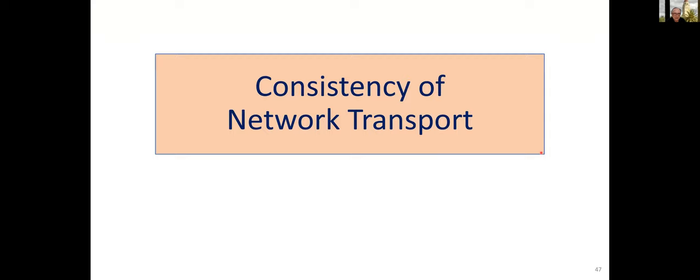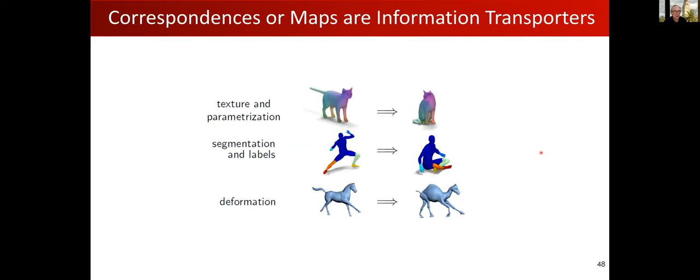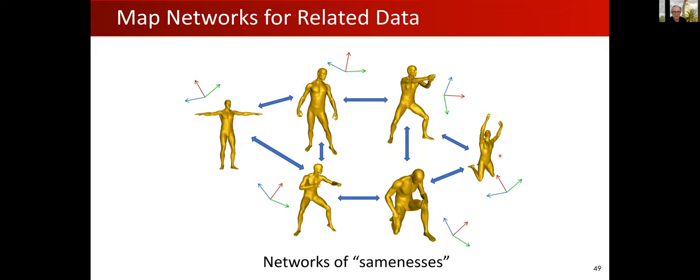Now let me look at consistency of network transport and get to synchronization. As I mentioned earlier, maps are information transporters. And if you look at more than a pair, say these different human poses connected by different maps, and I show here these coordinate systems as the function spaces of various humans, then I can transport information from this human to this human via this path.